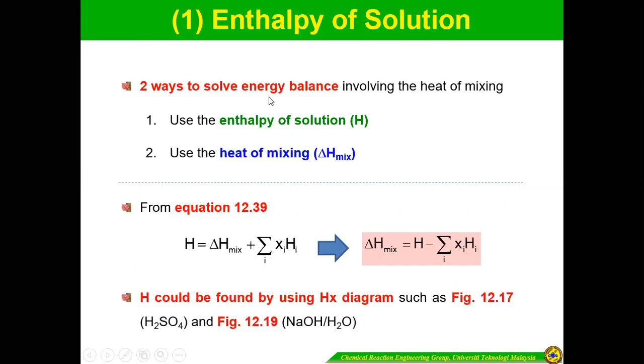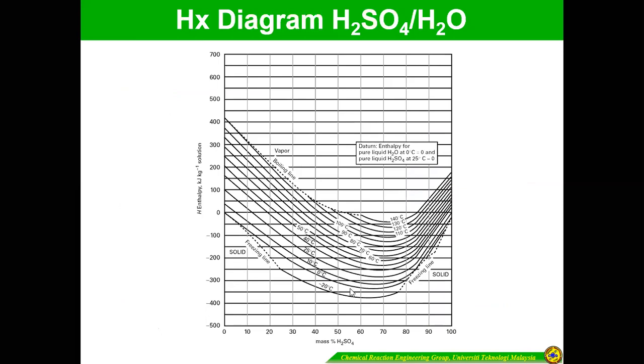There are two ways to solve the energy balance. First, by using the enthalpy of solution, and second, by using the heat of mixing. This is the definition of the heat of mixing. So we can refer to the diagram. If you want to calculate, for example, how much solute is soluble in solution, you can calculate from figure 12.17 or 12.19. This is the figure.